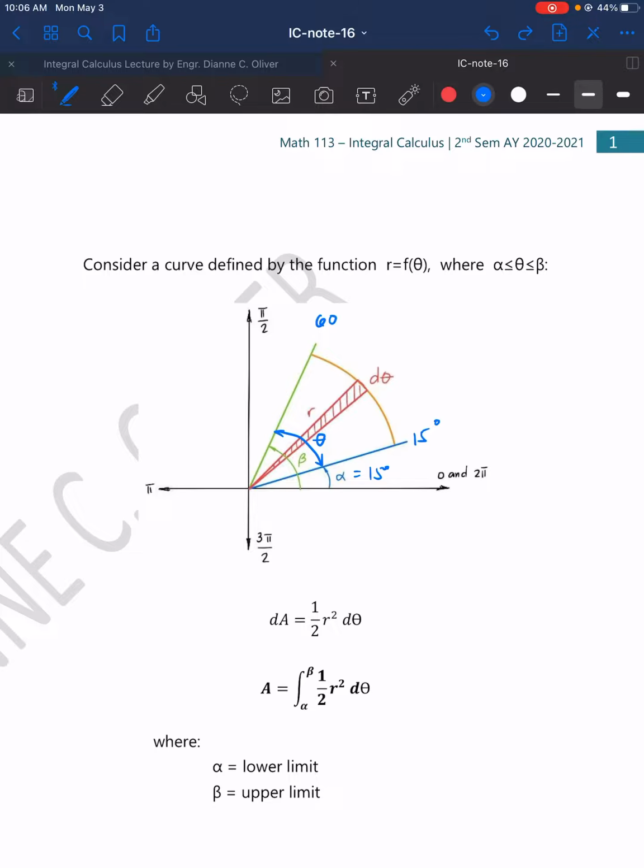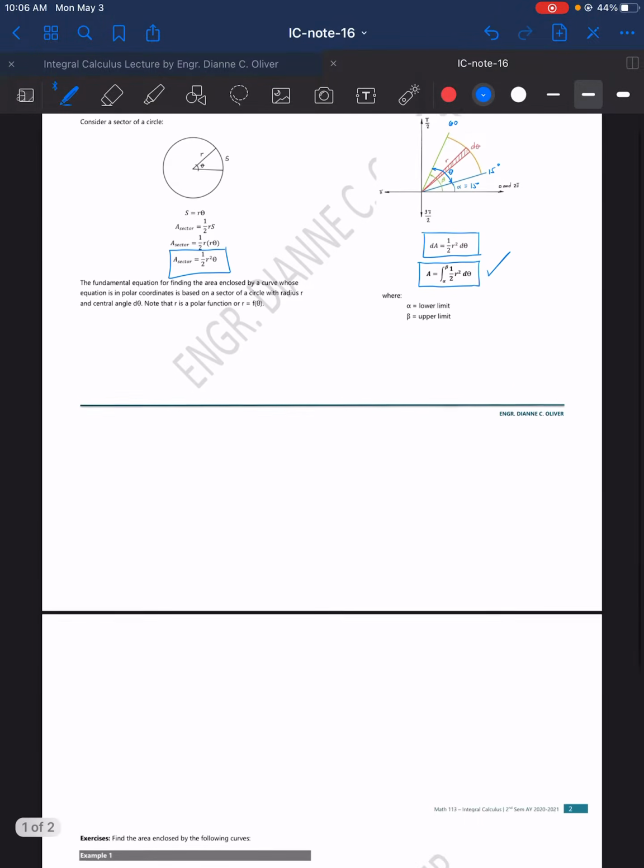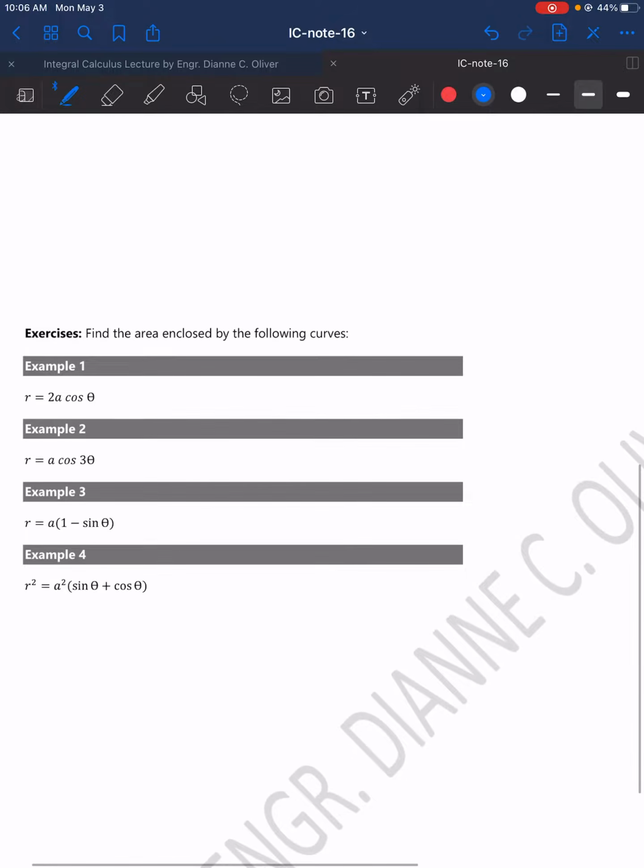Now as for the area, we have there the area strip sector, and the derivative of A is equal to 1/2 r squared and the derivative of theta. That's why we come up with the area as the integral of 1/2 r squared d theta with the lower limit alpha and the upper limit beta. So this is what we want to remember. Now let's solve the following examples.